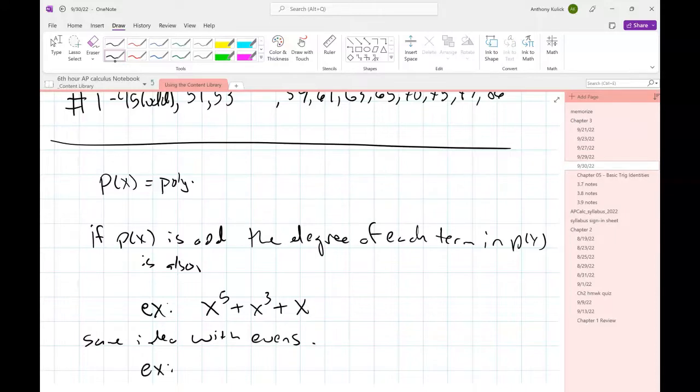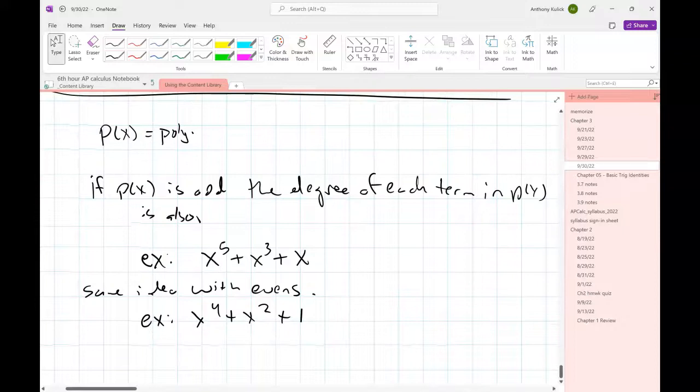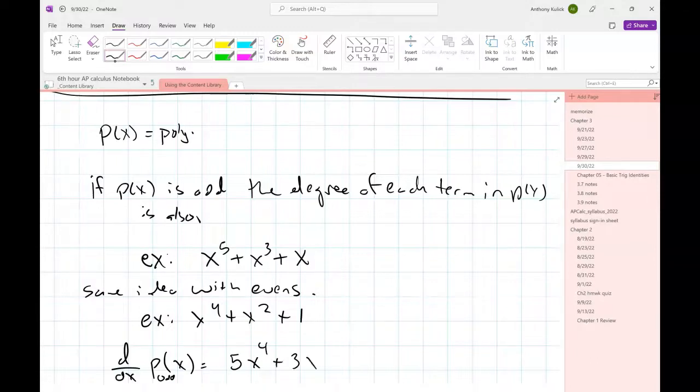So for example, like x to the fourth plus x squared plus 1 is even. So if I take my odd function, call this odd, I would get like 5x to the fourth plus 3x squared plus 1. What do you notice here? It's even, right?